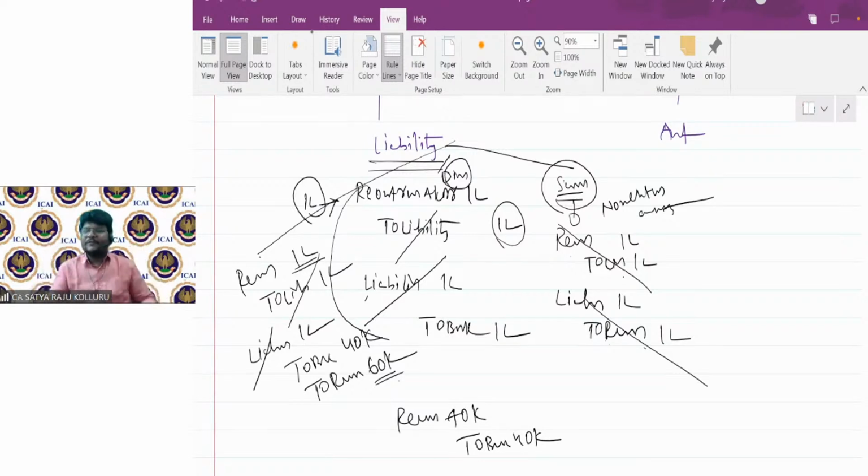Sir, why did you tell 3 different scenarios, sir? Whenever an unrecorded liability exists, if the entire amount is sacrificed by the other party, no need to pass any entry.